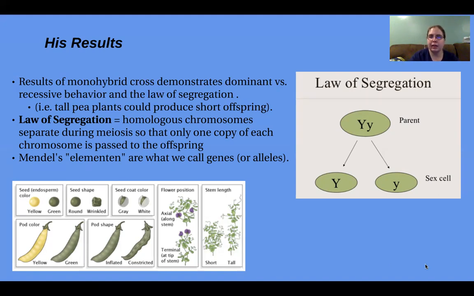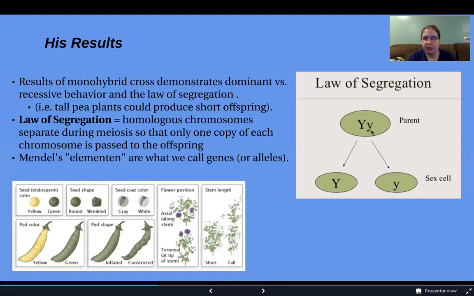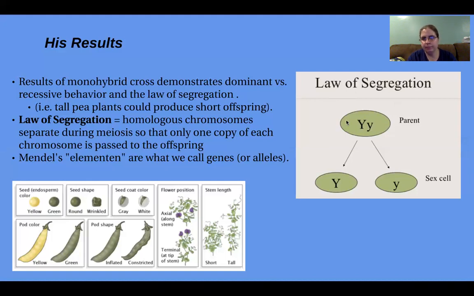If you look at the picture on the right-hand side, me with my camera, so here's the parents. They have two alleles, a capital Y and a lowercase y. Now, during meiosis, we're going to separate those because they're on homologous chromosomes. We're going to separate them so that one gamete, one sex cell, has a capital Y and the other has the little y, so that only one of them is passed down from each parent. So we're separating our homologous pairs, in other words, making haploid gametes.